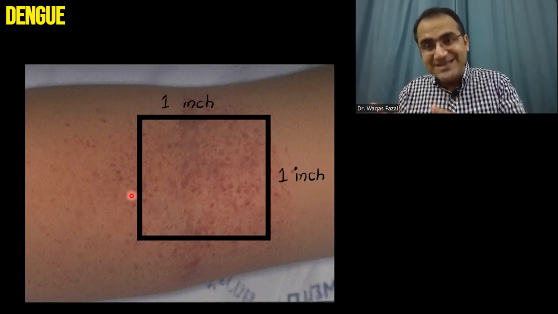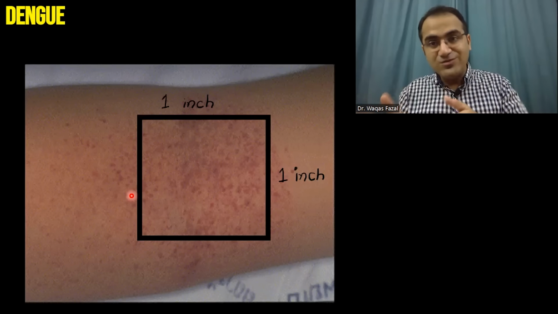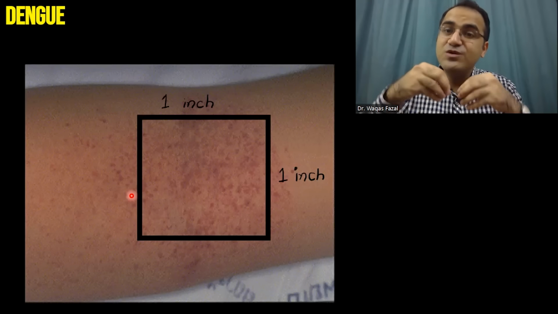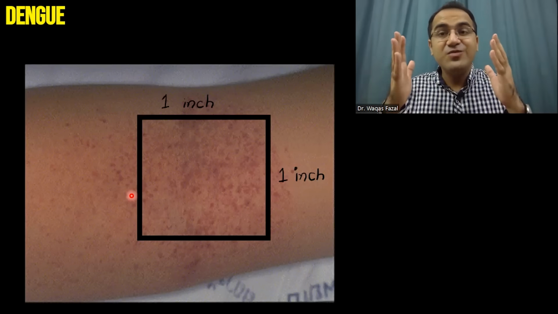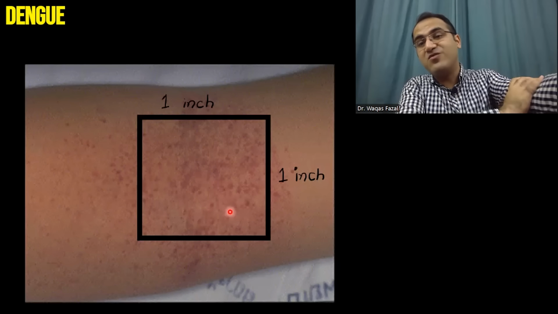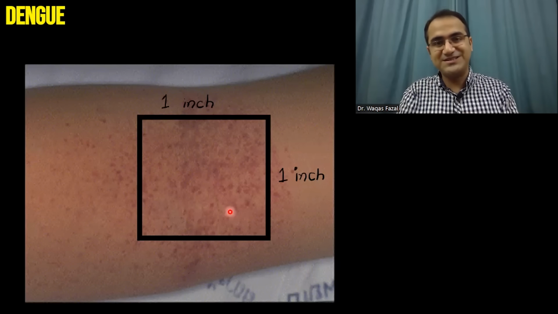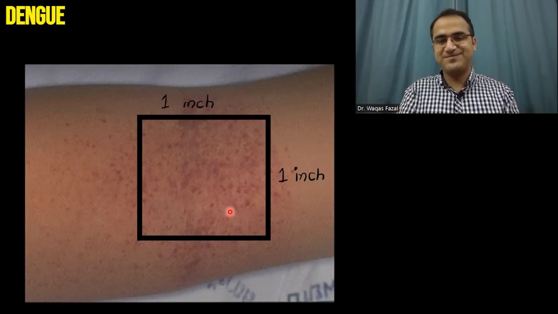But usually these dengue patients are having thrombocytopenia. When they are having thrombocytopenia, their capillaries will be leaking. Their capillaries will be leaking blood, and that will appear as petechiae on the place where you inflated the cuff for 5 minutes. So that is a positive capillary fragility test.